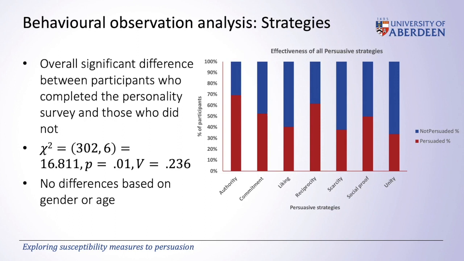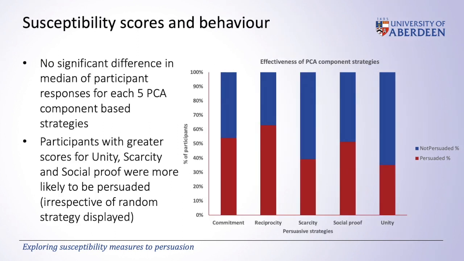While this is true, we didn't observe any significant differences based on participants' gender or age. Checking how susceptibility scores corresponded with behavior, we calculated composite susceptibility scores based on the median of participant responses for our 5-component solution. There was no significant difference with regards to these scores and the effectiveness of the strategies, and I will talk more about this later when we go over the limitations of this work.